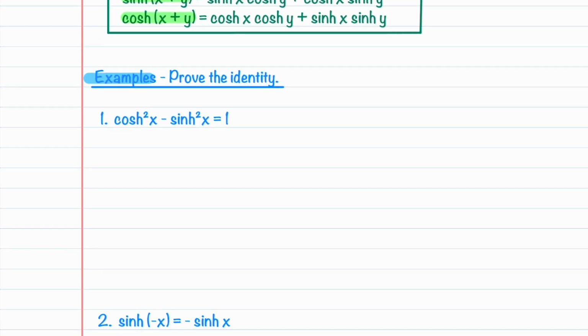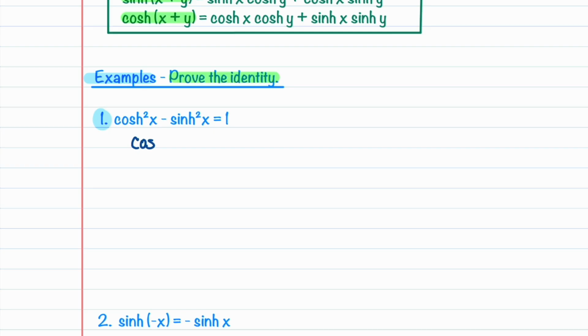Let's now walk through some examples where we are going to prove the given identity. The first identity that we're going to prove is cosh² minus sinh² is equal to 1. The way that we're going to prove this identity is we are going to write down the definitions for cosh and sinh, and then we're going to substitute them in.